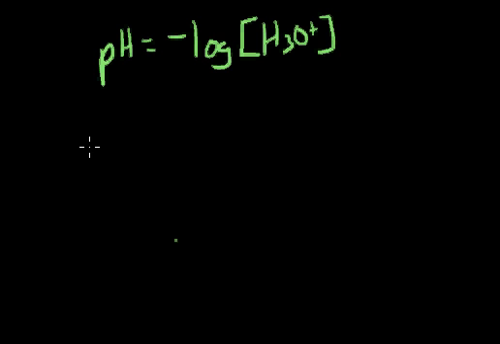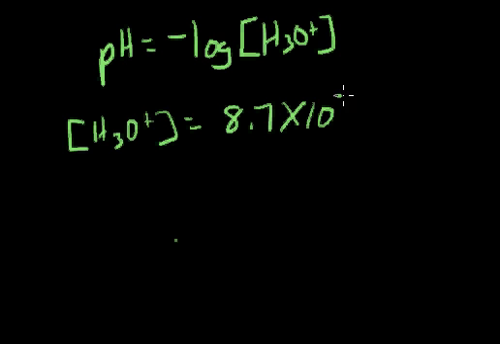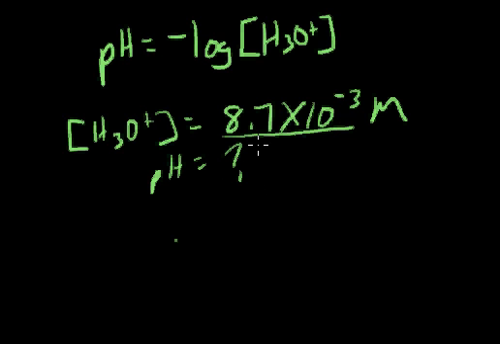Let's look at an example of this. Let's say that I have a concentration of hydronium that is 8.7 times 10 to the negative 3 molar. And we want to know what the pH is. Well, pH is all about the exponent 10 is taken to in order to get this number right here, 8.7 times 10 to the negative 3. What exponent does 10 have to be taken to get this number? And it's going to be near 3, or negative 3. So we're going to find out what that is.